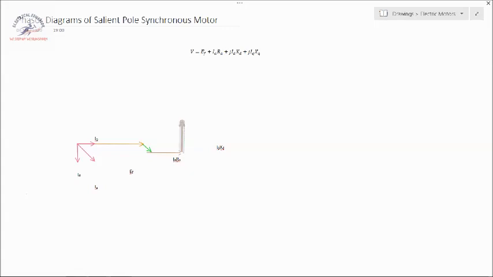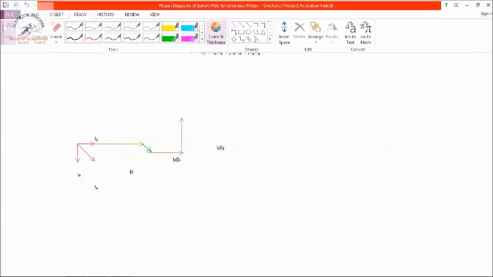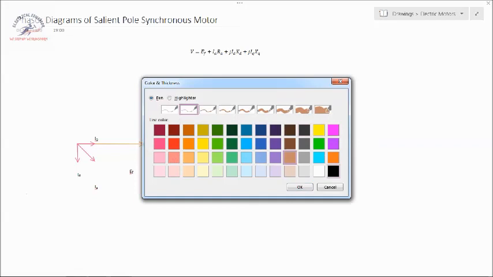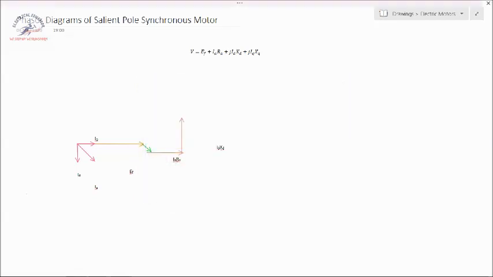So we have got the starting point and ending point of the equation. So from the starting point, if I join the ending point, what vector I get here is vector V. So let me rearrange those points here. So I have vector V, I have vector IA, vector ID and IQ.